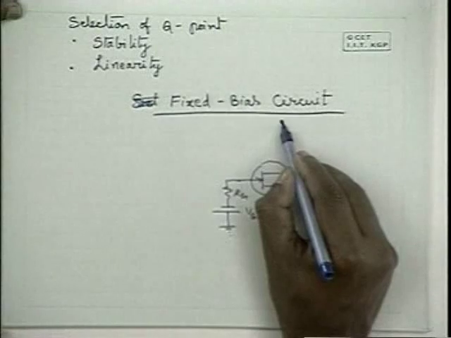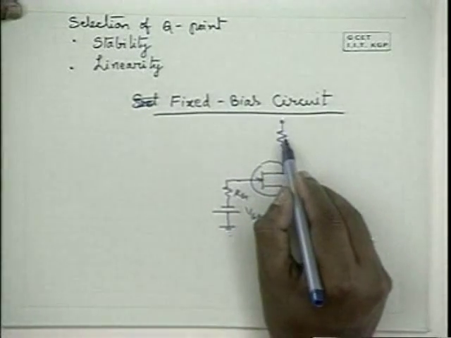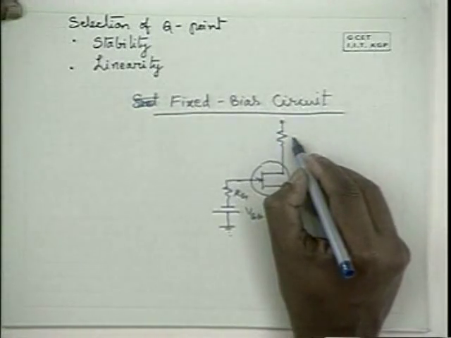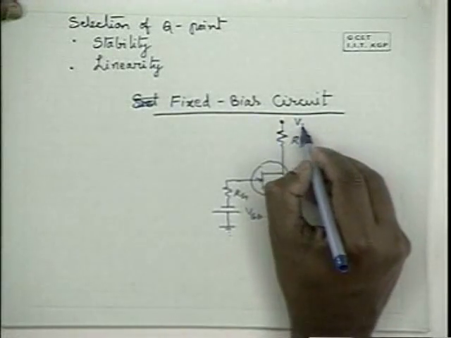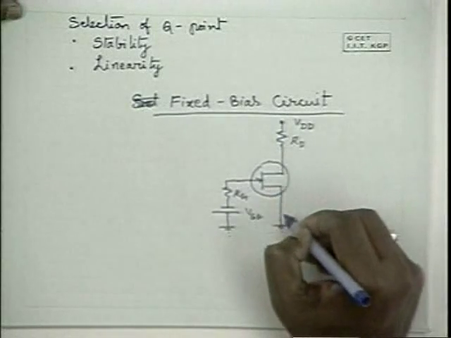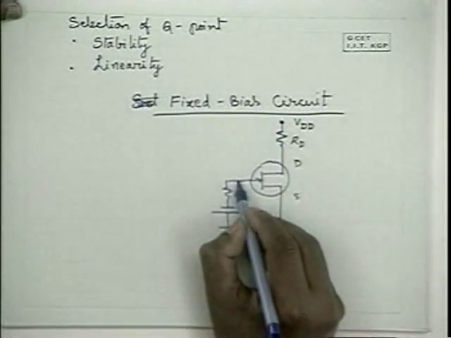And to the drain, through a drain resistance, which is required to get an amplified output. So we use a drain resistance and we apply another source. Through another source we bias the drain to source channel. So this is the fixed bias circuit.